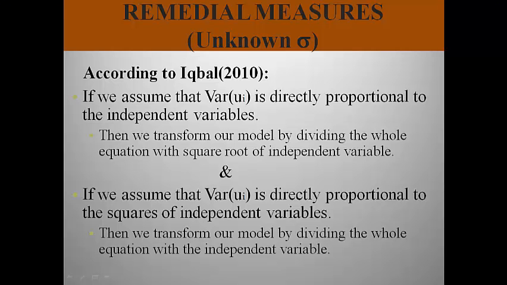So according to Iqbal, remedial measures when sigma is unknown. We have to assume that the variance of ui is directly proportional to the independent variables. Then we transform our model by dividing the whole equation by the square root of the independent variable. On the other hand, if we assume that the variance of ui is directly proportional to the squares of the independent variables, then we should transform our model by dividing the whole equation by the independent variable itself.